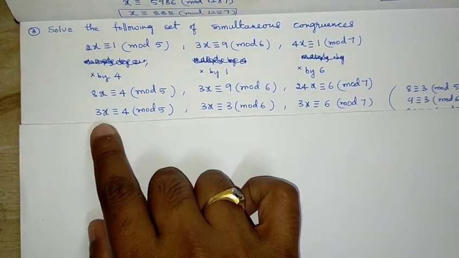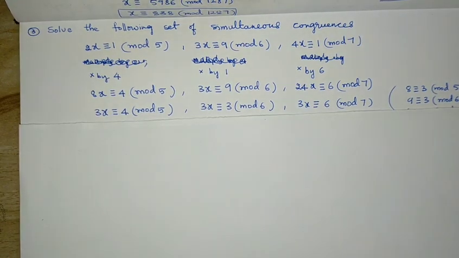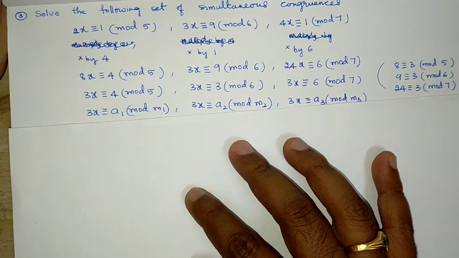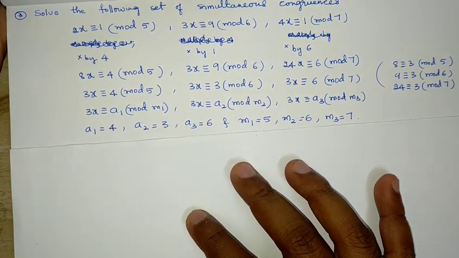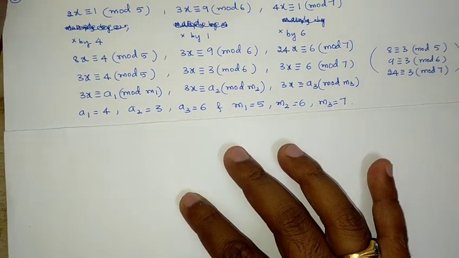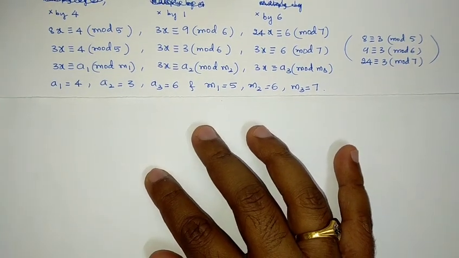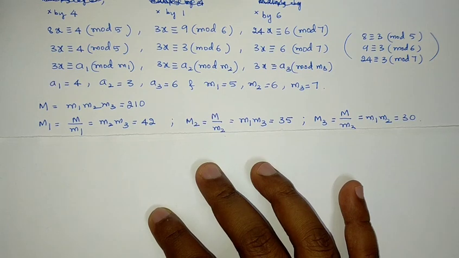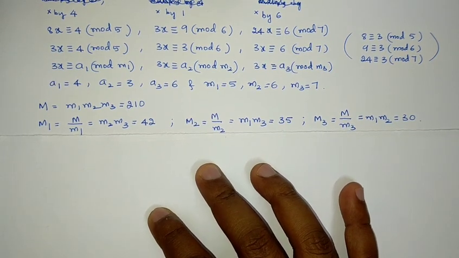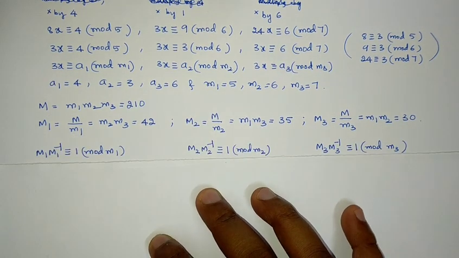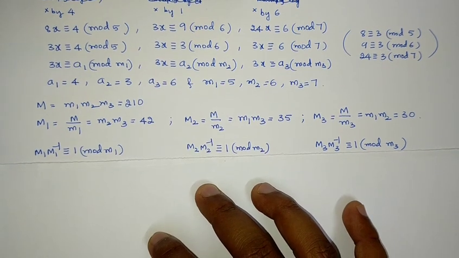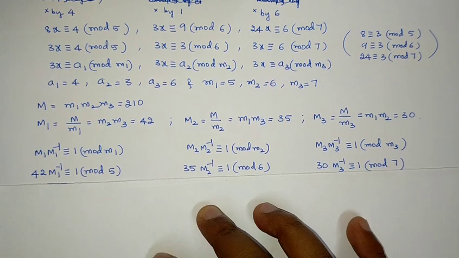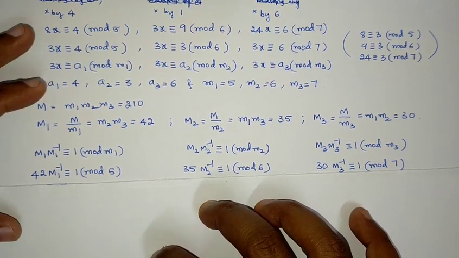Now look at the LHS: we have 3x, 3x, 3x everywhere. Now we can make use of the Chinese Remainder Theorem. Let us compare this with the standard form of the equation and get the values of a1, a2, a3 and m1, m2, m3. Then let us find their product M and calculate M1, M2, M3 using this formula. After that, let us find M1 inverse, M2 inverse and M3 inverse using this.